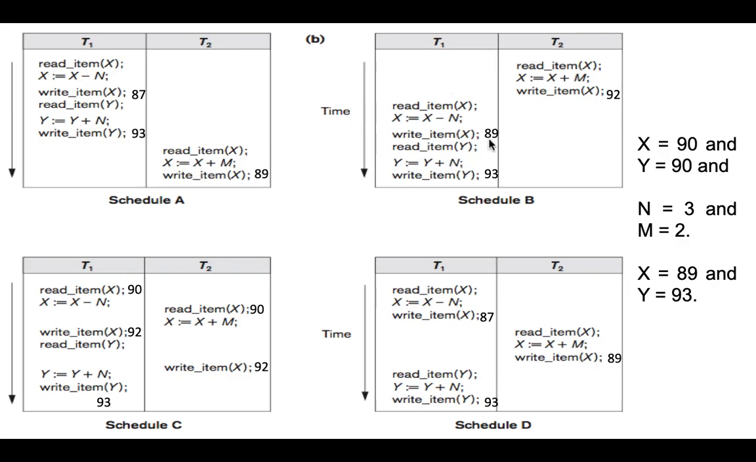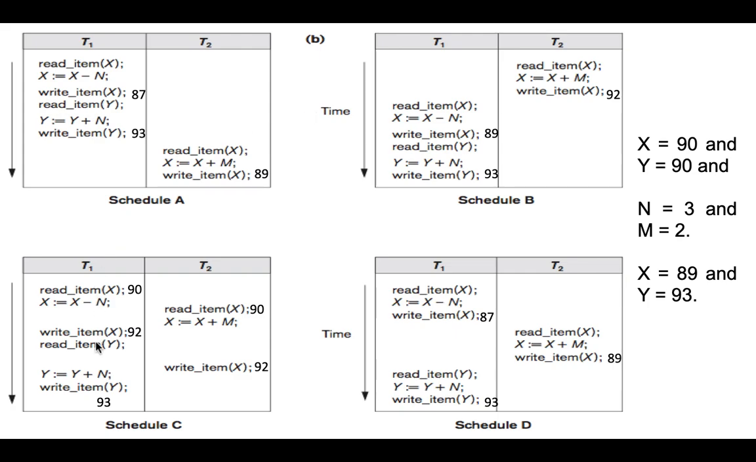Even if we do it in this manner, T2 first and T1 later, we will be getting the same result. Just see, x we read plus m we do, so 90 plus 2, 92 is x. Then we read x, which is 92, reduce 3, n is 3, so 92 minus 3, 89 is x. Then we read y, which is 90 plus 3, 93. So we are getting y as 93 and x as 89. So these two produce the same result because they are the serial schedules and we expect to get that result.